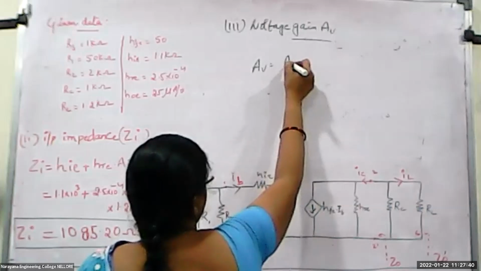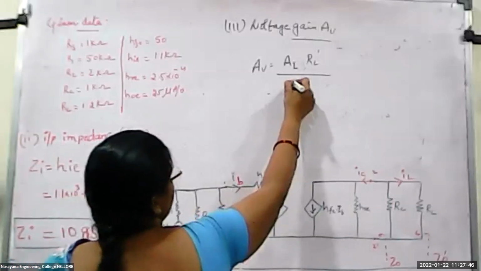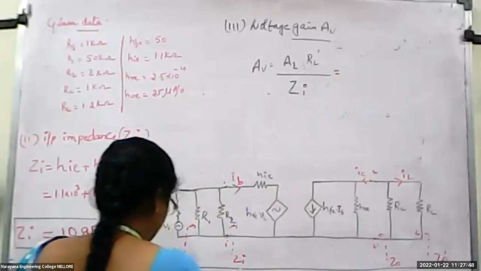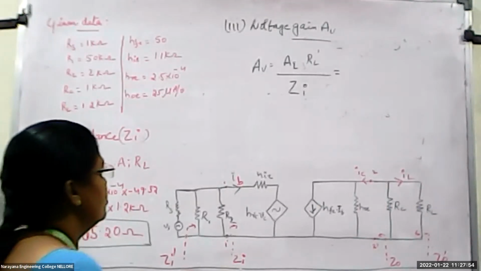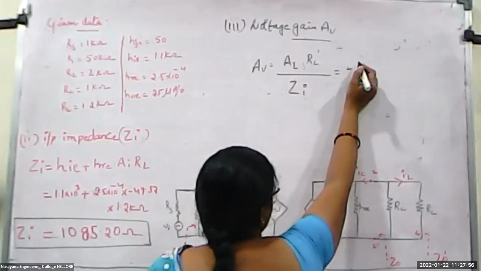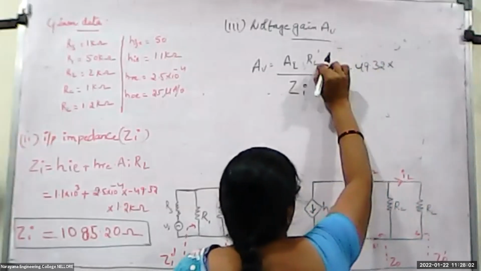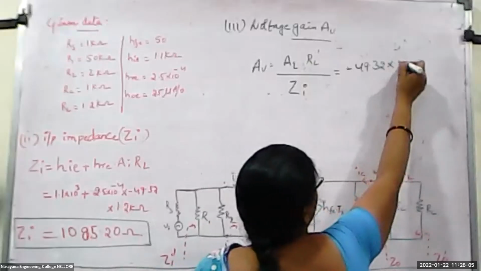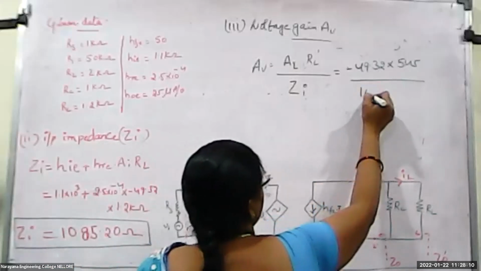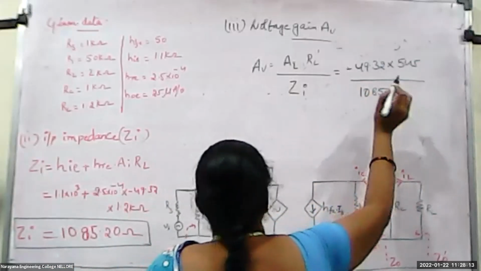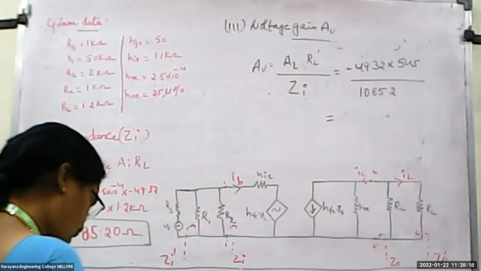AV is equal to AI into RL dash by ZI. AI value, substitute AI value. What is AI value? Minus 49.32. RL dash is 545. ZI you got 1085.2. Simplify this and tell me the answer. Make it fast.